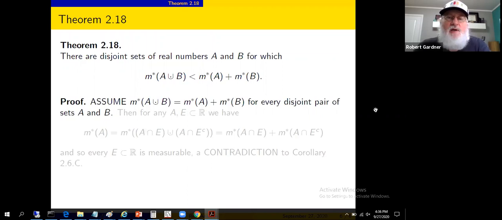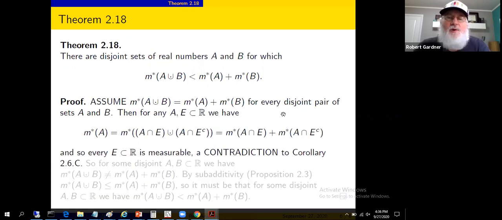It says, well, suppose to the contrary that the outer measure of A disjoint union B is the sum of the outer measures for every disjoint pair of sets A and B. Well, then if I take any sets A and E, subsets of the reals, we can write set A as A intersect E, disjoint union A intersect E complement. And you know where we're going with this. Look, it reminds me of the Carathéodory splitting condition.